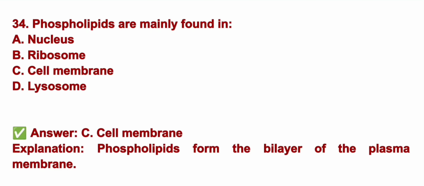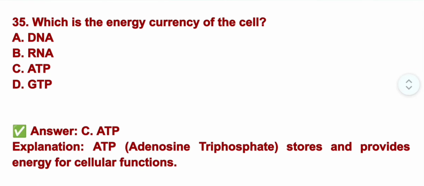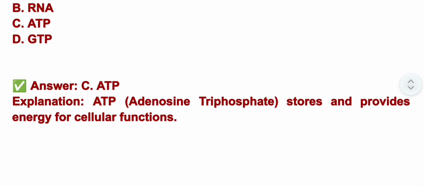Question number 35. Which is the energy currency of the cell? The correct option is option C, ATP. Adenosine triphosphate stores and provides energy for cellular functions.